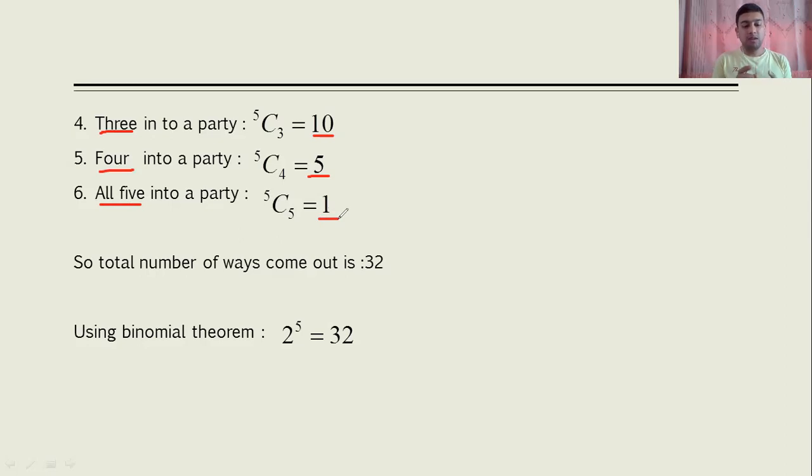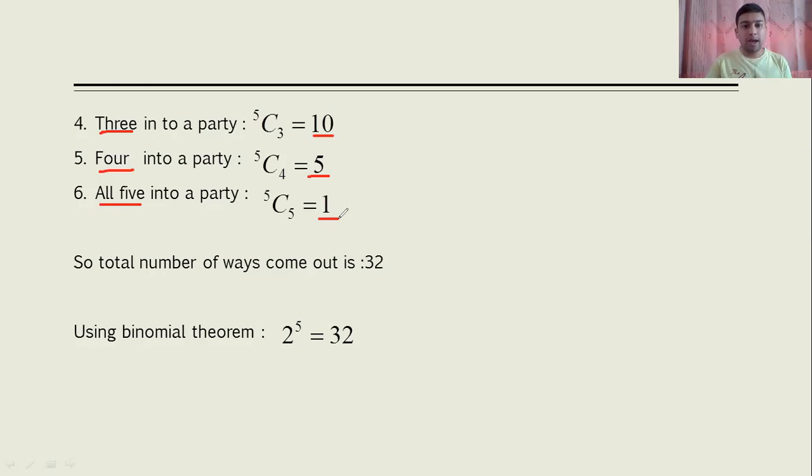See what we are doing. In the first case, no one is invited. In the second case, only one friend is invited out of five. In the third case, two friends are invited. In the fourth case, three friends are invited. Fifth case, four friends, and sixth, all five friends are invited. That means we are selecting zero friends, one friend, two friends, three, four, five friends out of five friends. So we are starting from 0 and ending with the maximum number, the selection of the maximum number.